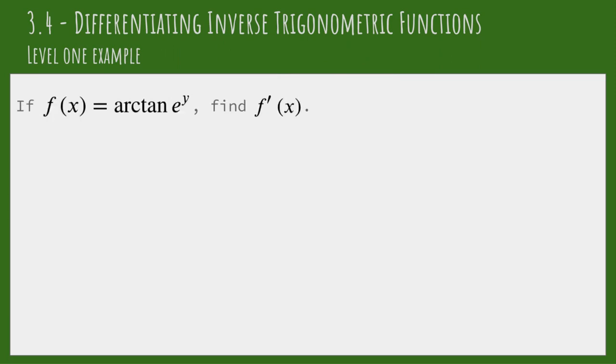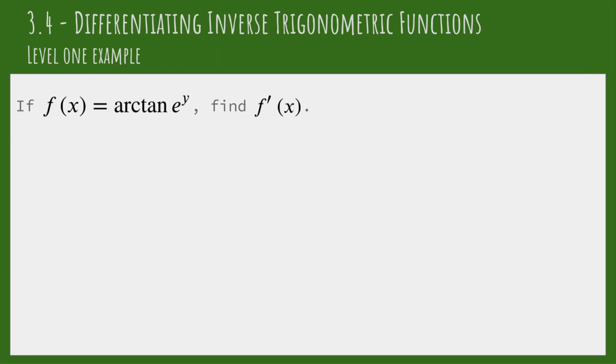In the second example here, we have the same sort of thing going on. We have a function that is the arctangent, but it has e to the y in there. So this is a little bit tricky. This y here would actually be interpreted as f of x. So we're going to have to do the chain rule multiple times. So this is kind of an interesting one.